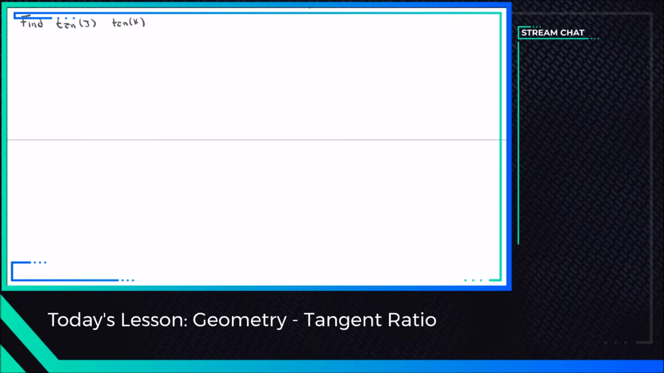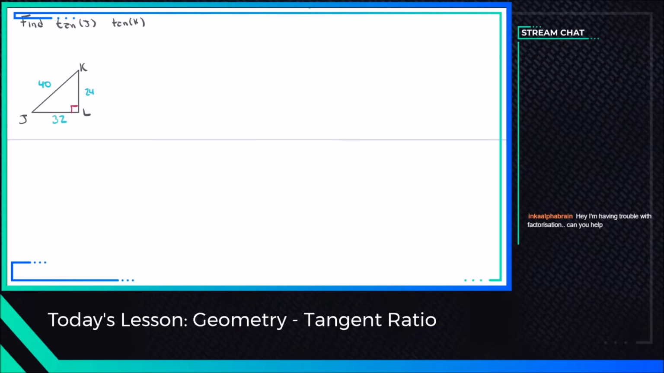So we're going to draw another right triangle right here. This is going to be triangle JKL. L is going to be our right angle. And we're given the following measurements. JK is equal to 40, KL is equal to 24, and JL is equal to 32.